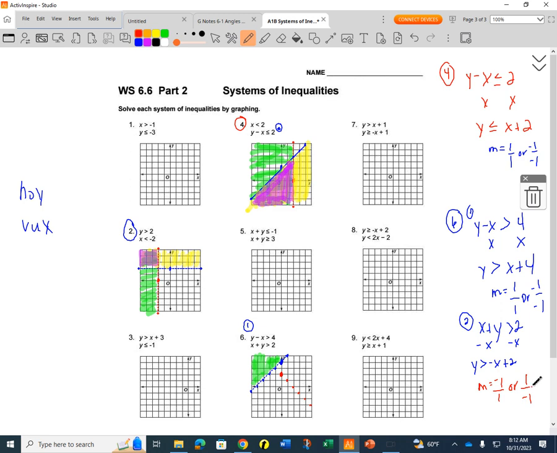Now we're going to use this form of our slope. We're going to go up 1 and to the left 1, up 1 and to the left 1, up 1 to the left 1. And also a dotted line.